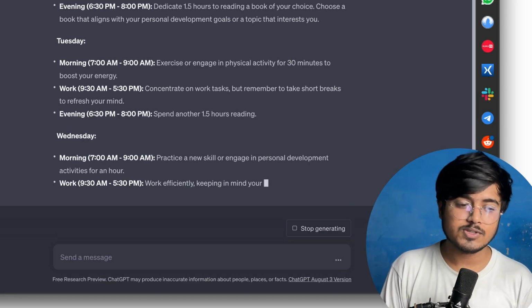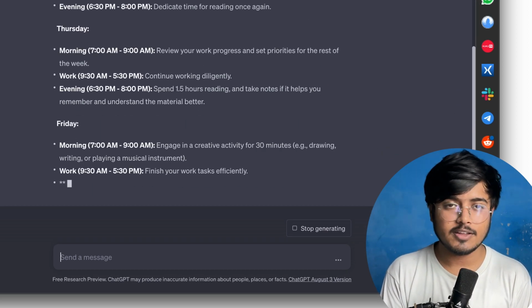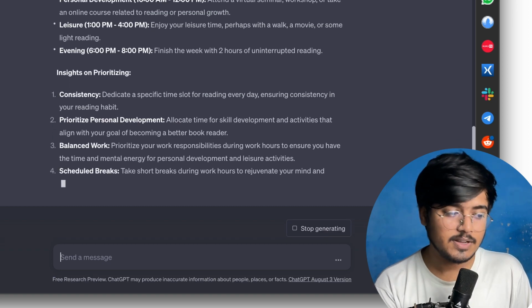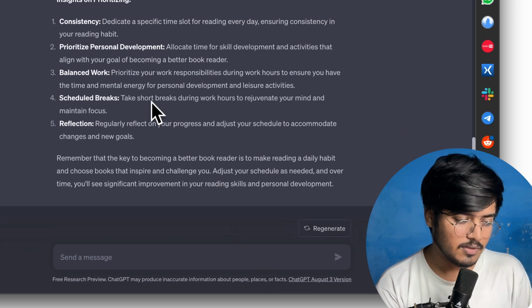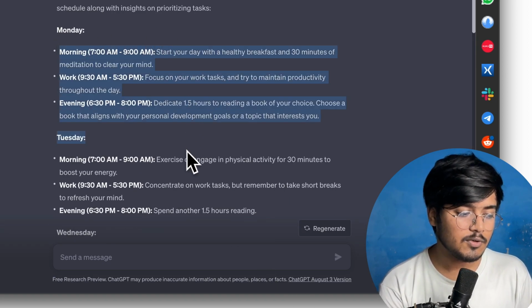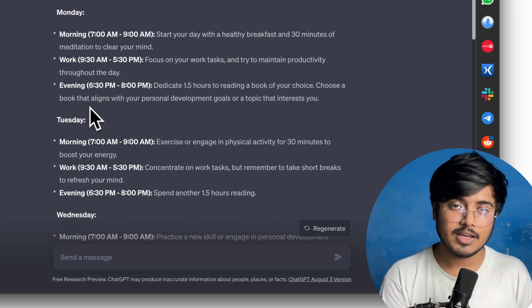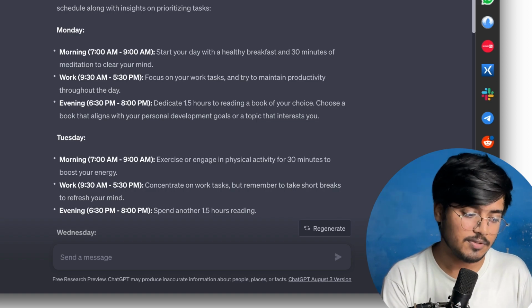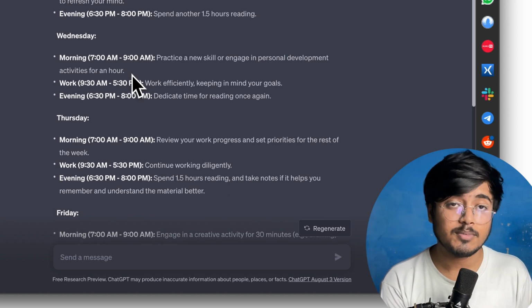See, we have used a very basic prompt, so ChatGPT doesn't know what work we do and what our college timing is. So ChatGPT will give us very general advice. But if you mention something like, okay, I am in college, I go to college from this time to this time, ChatGPT will give you a better response. And yes, see, it also gives you some insights as well.